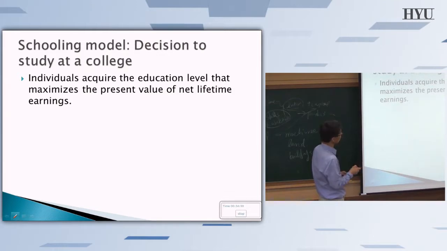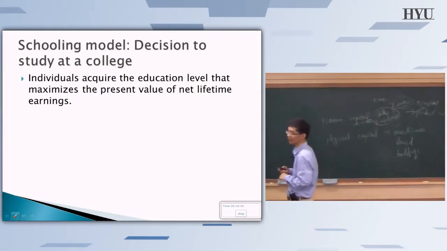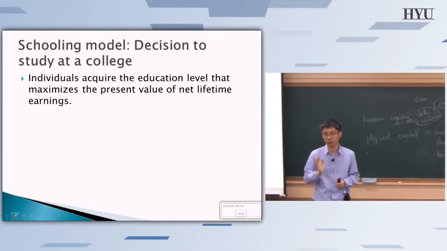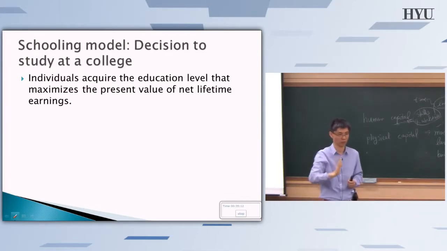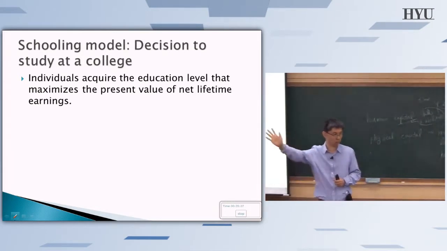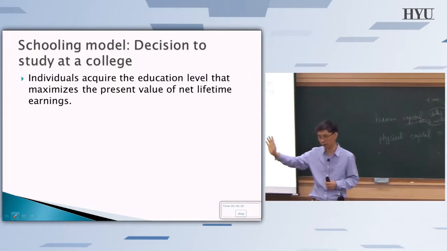In our model, the assumption is that individuals acquire the education level that maximizes the present value of net lifetime earnings. So what does education do? Education changes your lifetime income. If you have a job after graduating only high school, then you will have a lifetime income. You will have income in your future. If you get a college degree, then you will have a different path of lifetime income, likely to be higher. If you have, let's say, a master's degree, you will also have a different path of income. Doctoral degree, also a different path.